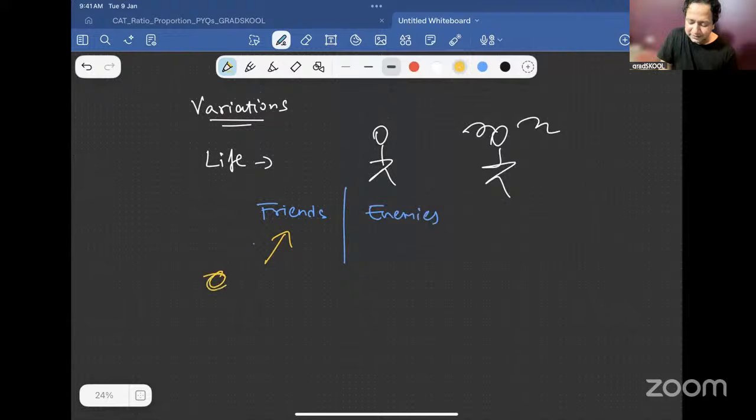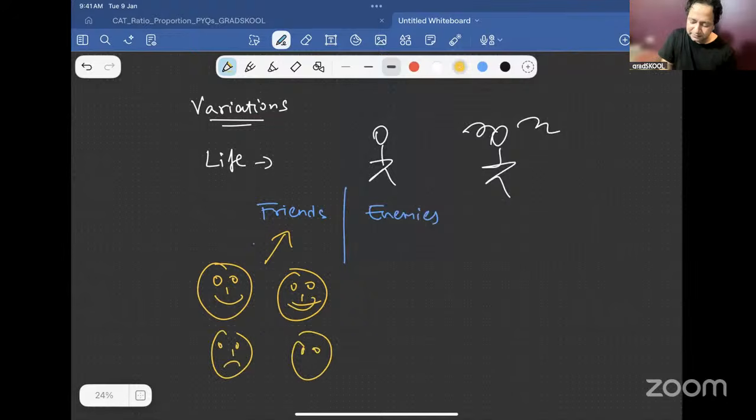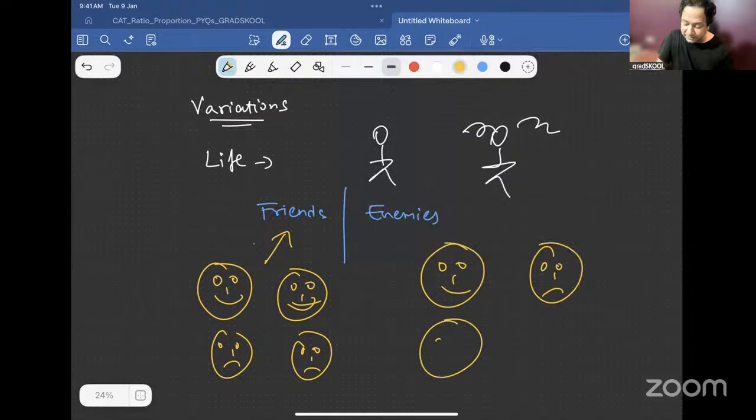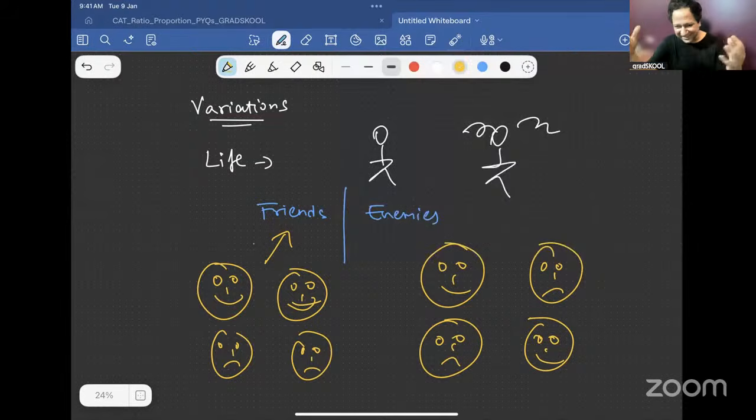Let me use this emoji. When someone becomes happy, the other also becomes happy, right? When someone becomes sad, the other also becomes sad. That is friendship. In case of enmity, if someone becomes happy, the enemy becomes sad, right? If someone becomes sad, the enemy becomes happy, isn't it? So just making it as simple as possible, these are two kinds of relations. All right. Is that clear?